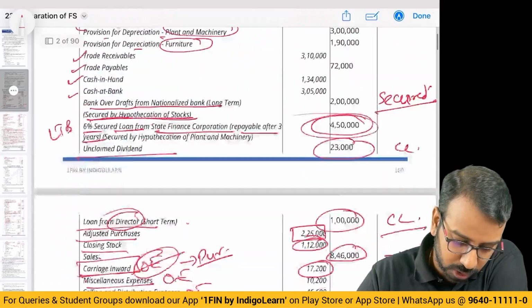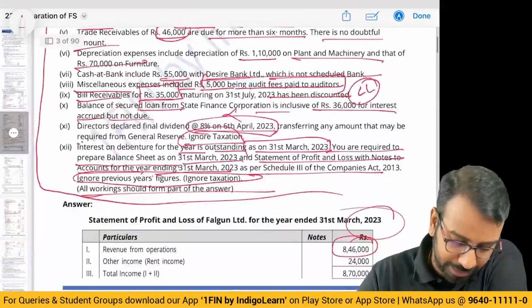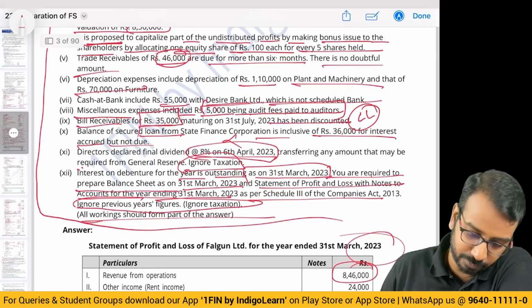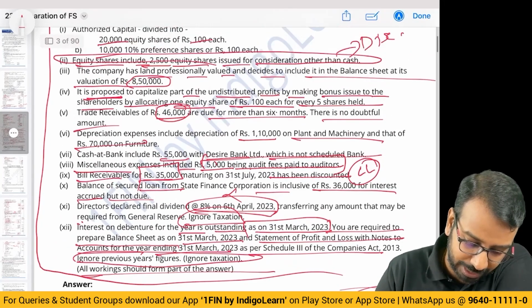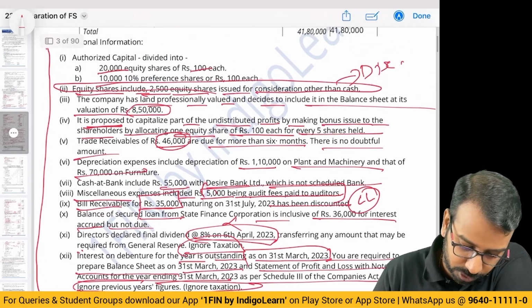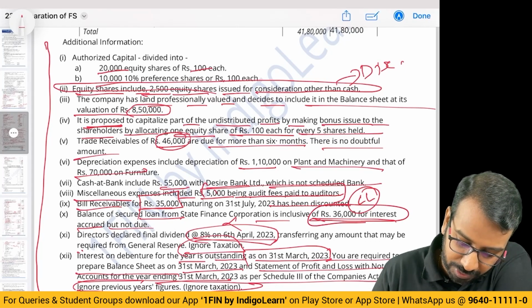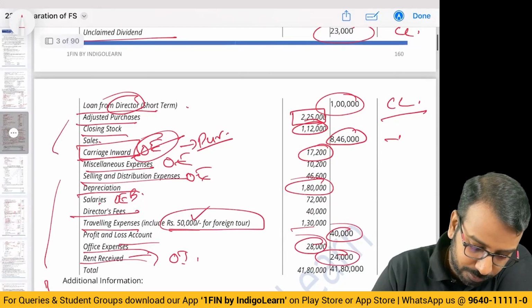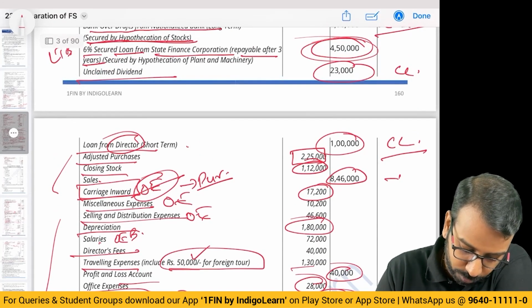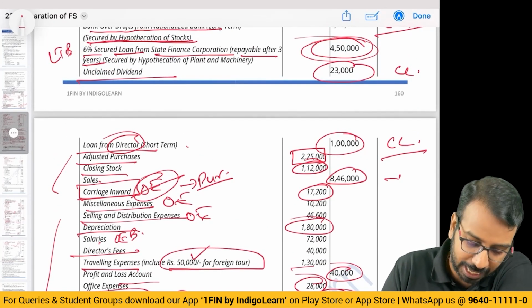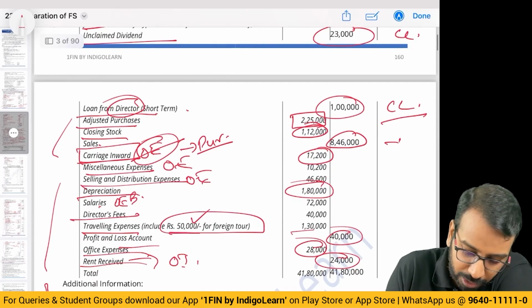So the question does not have information related to expenses. The problem in this question is they have not given a breakup of this 36,000 of interest. Where is this interest included in the trial balance? It is not given. So you can assume if you want to, but you cannot assume just like that.